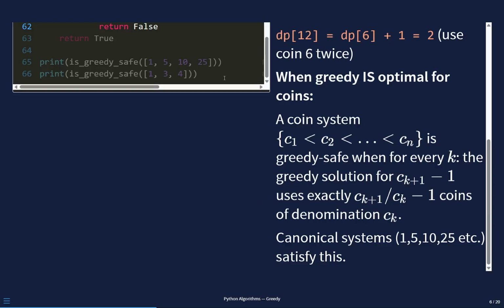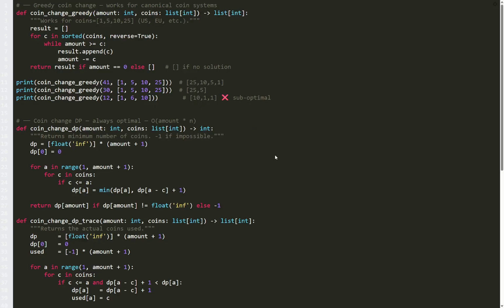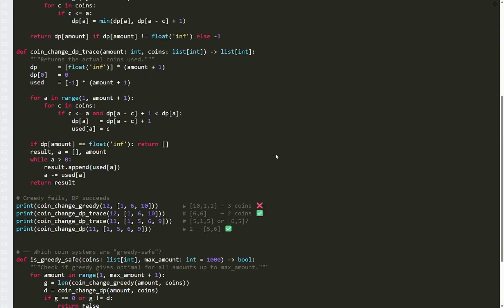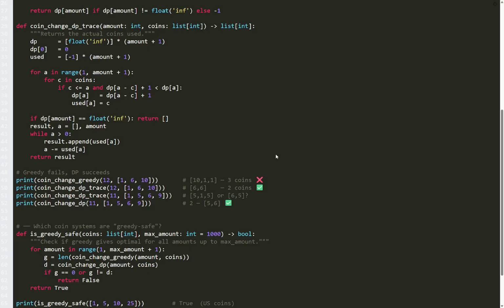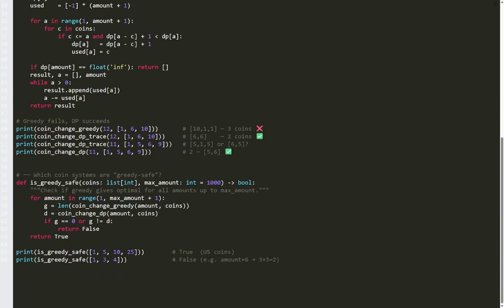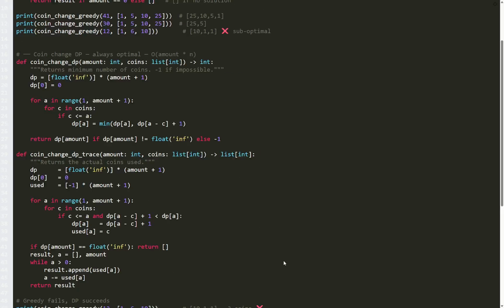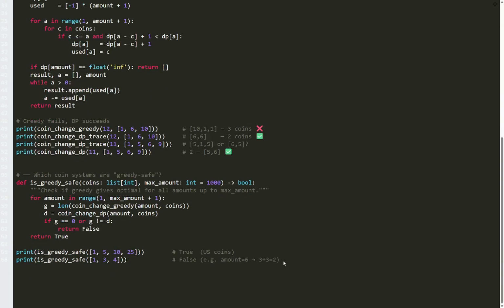Under what conditions is greedy safe for coins? The formal criterion: for every denomination c_(k+1), the greedy solution for c_(k+1) minus 1 uses exactly c_(k+1) / c_k minus 1 copies of the next smaller denomination. United States, Eurozone, and most real-world coin systems satisfy this, which is why cashiers could always make change by grabbing the biggest coin. Irregular denominations almost never do. The is_greedy_safe function verifies this by comparing greedy and DP results exhaustively up to a maximum amount.